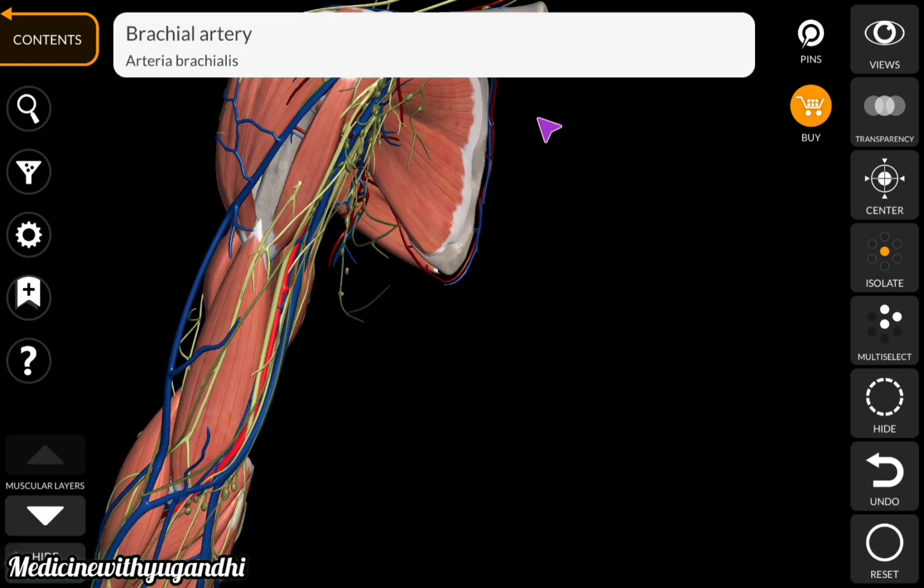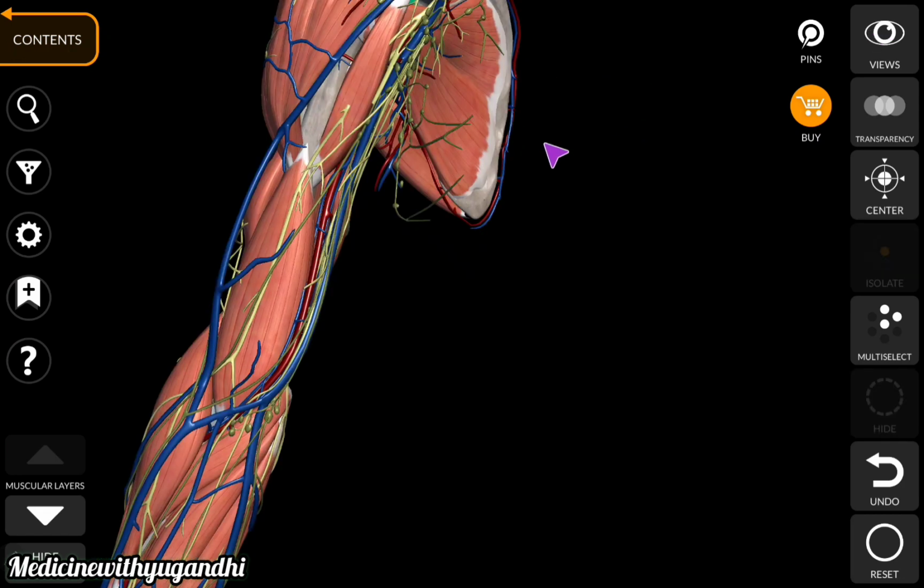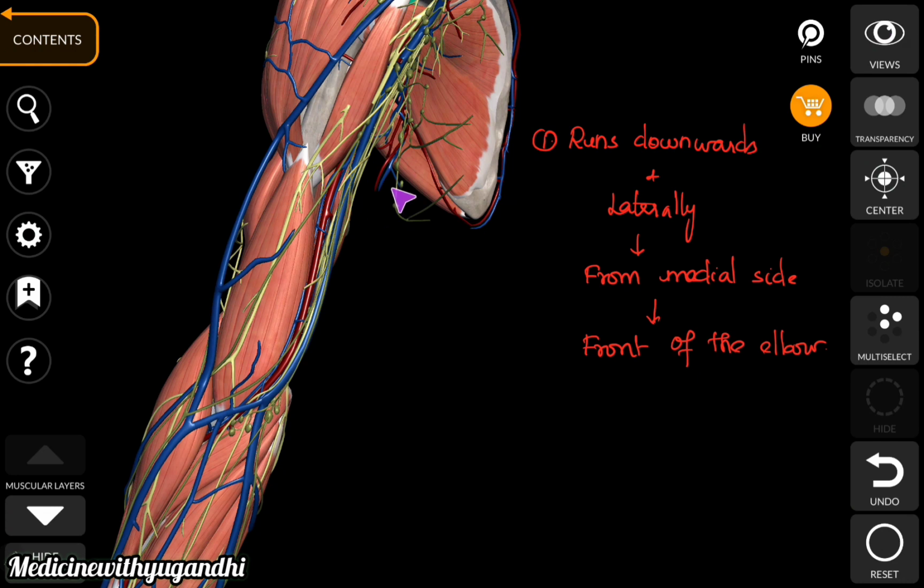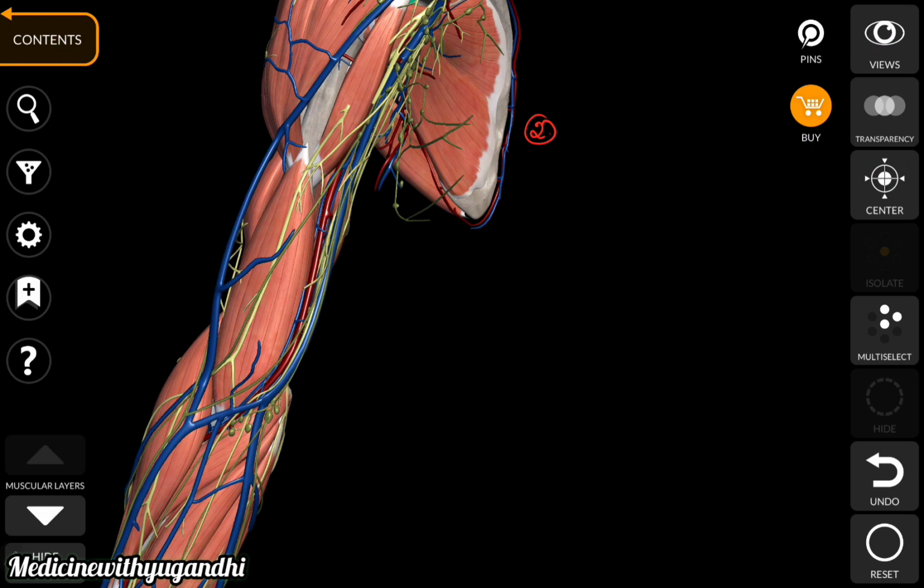Coming to the next topic, the relations of the brachial artery. Coming to the first relation. This brachial artery runs downwards and laterally from the medial side of the arm to the front of the elbow. So this is the first relation. See here, the brachial artery runs downwards and laterally from the medial side of the arm to the front of the elbow.